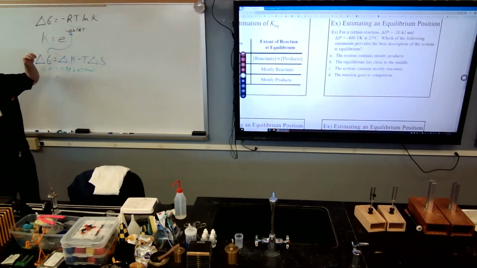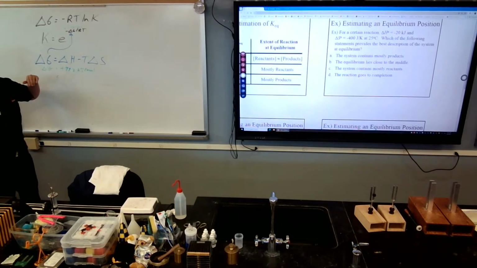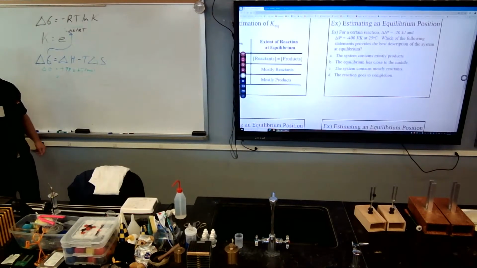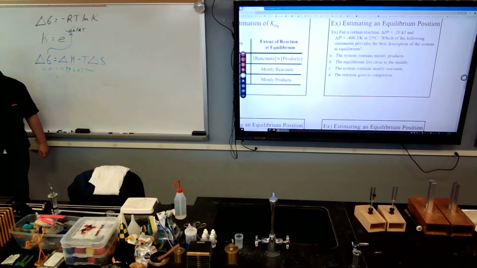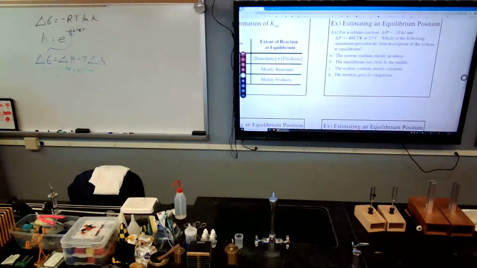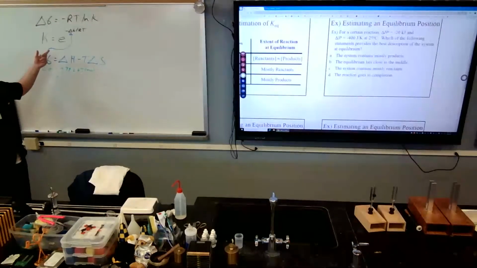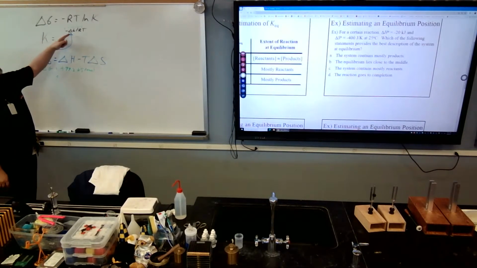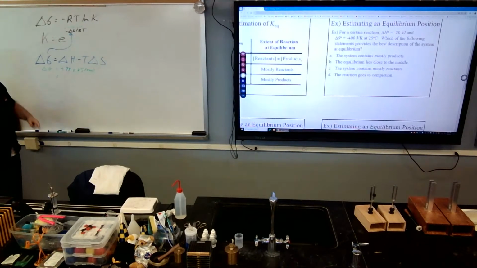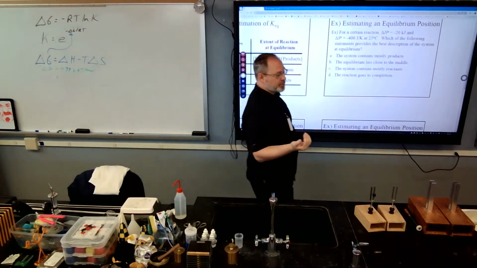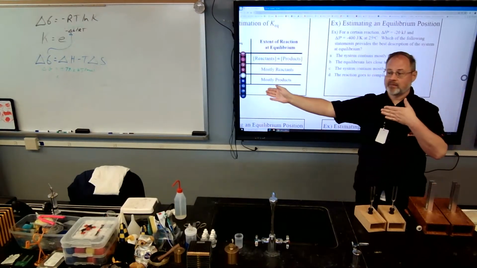Anything raised to a negative number is what? That's a magnitude question. Anything raised to a negative number is going to be smaller, a fraction. So even if it's e, 2.7, raised to a negative exponent, that tells you the K value is less than 1. So if our K value is less than 1, do you have a product favored system or a reactant favored system?